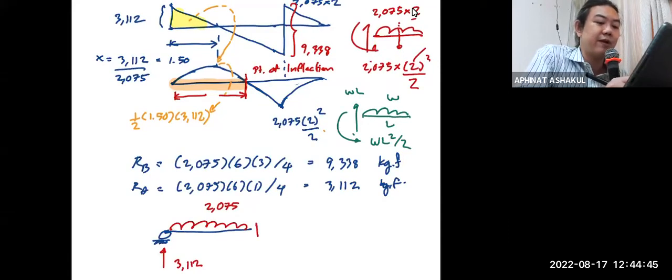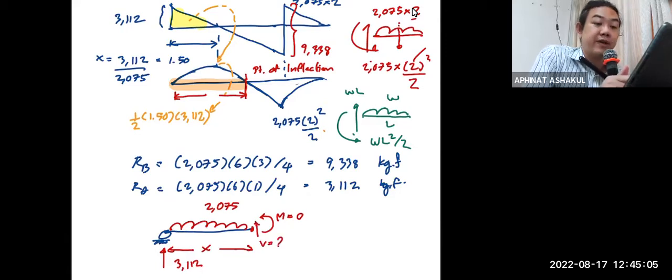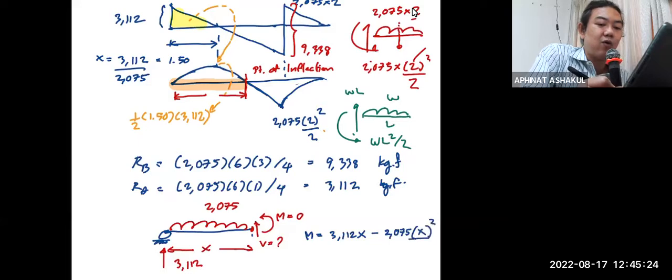Therefore, I'm going to take the moment here to eliminate this shear, right? One thing remains is this X. How much? Moment is 0. Shear, we don't know, but we don't care. So when we take the moment at this particular location, you will have moment equals 3112 X minus 2075 multiplied by X square over 2.